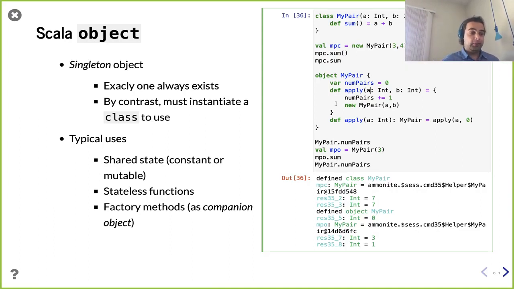So apply is called when you use the object name followed by parens with no method name. Apply is a keyword. We're trying to describe what happens when you call my pair with just parens, and that's going to invoke apply. So that's a great question. My pair with parens calls apply on the object. This also is my pair with parens, but it's new my pair, so it calls the class.